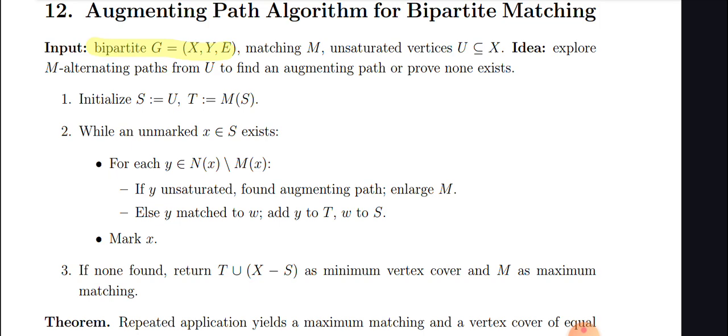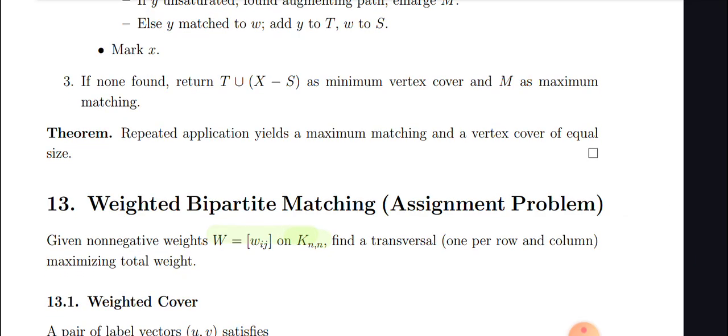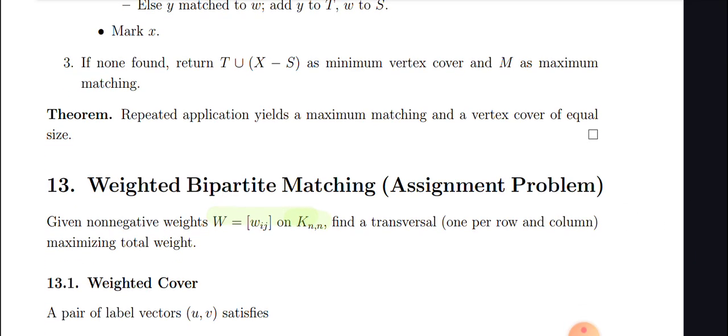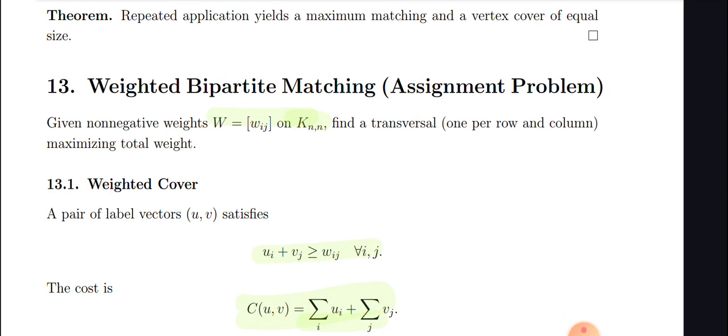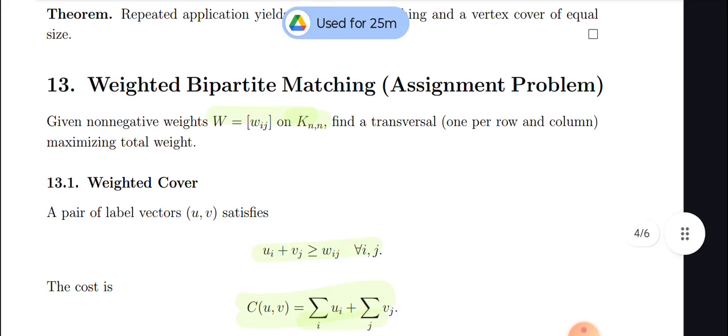Okay, let's move on to weighted graphs. This isn't just about maximizing the number of pairs, it's about maximizing their value. Yes, this is the classic assignment problem. You're given a complete bipartite graph, G equals (X, Y, E), with weights on every single edge, and your job is to find a perfect matching that maximizes the total weight.